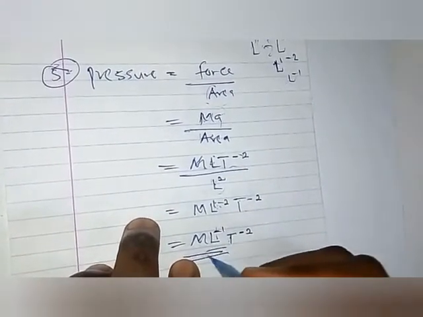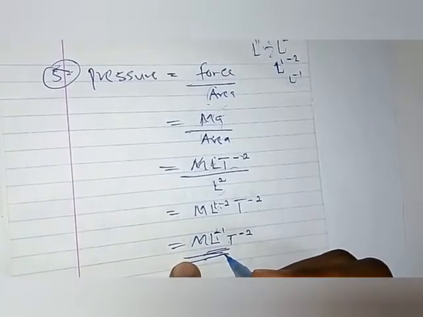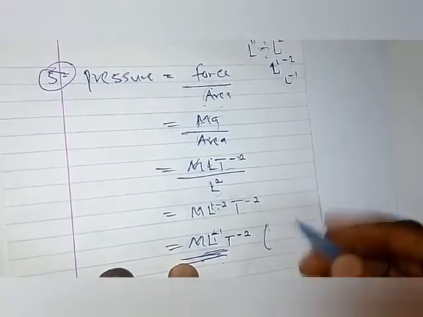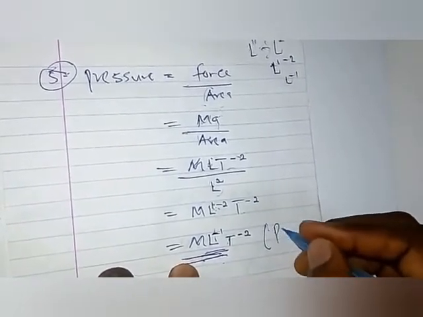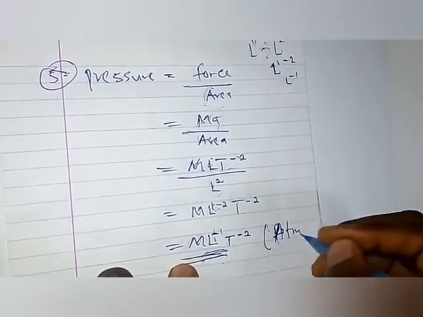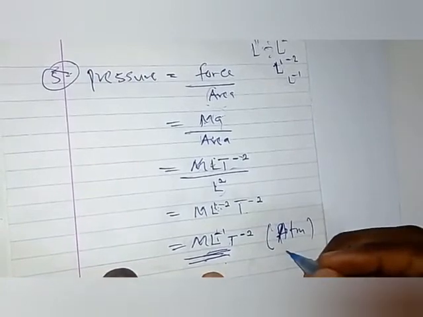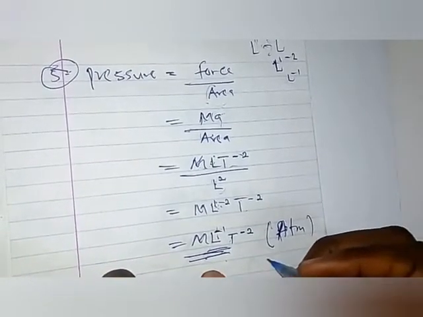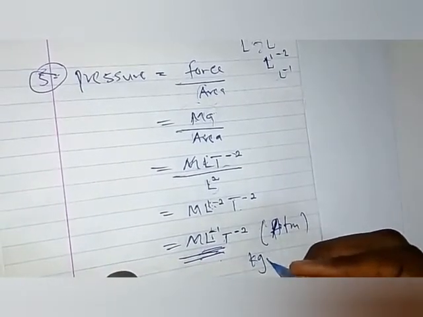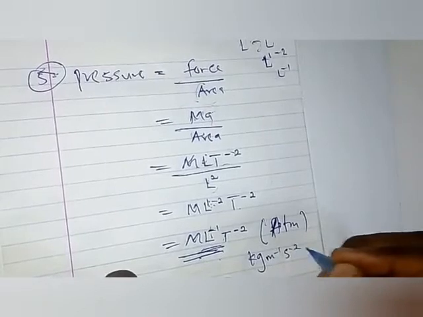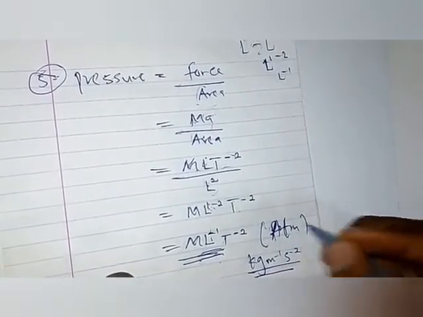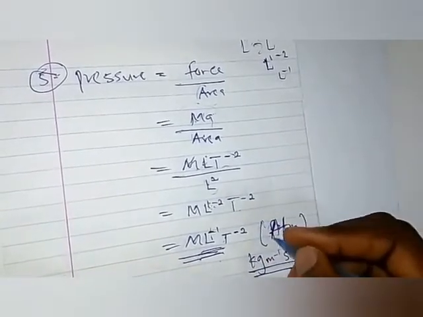Then that's my final answer for pressure. The unit for pressure is always what? We have Pascal, ATM, atmospheric pressure, as units for pressure. And we have millimeter of mercury for pressure again. So we can use this to convince you, but this is the unit we usually use for pressure.